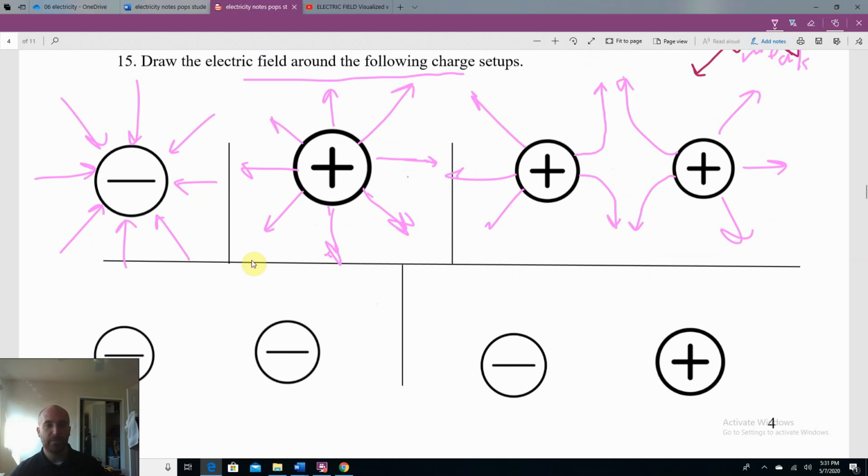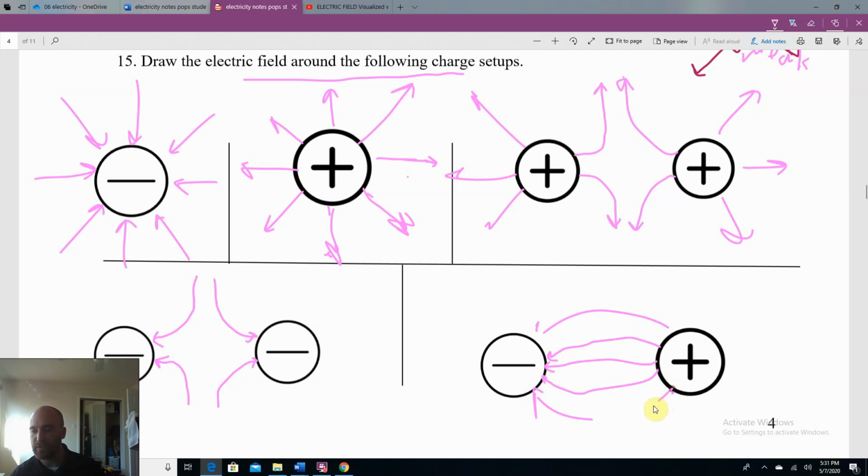Two negatives look kind of the same, except that instead of pointing outwards, the lines will point inwards, because field lines always point away from positive and towards negative. Last up is one of each: away from positive, towards negative. So the field looks kind of like this. Oh god, I feel like this didn't turn out very nicely. It's okay. There we go, and these should all have arrowheads pointing away from positive and towards negative.